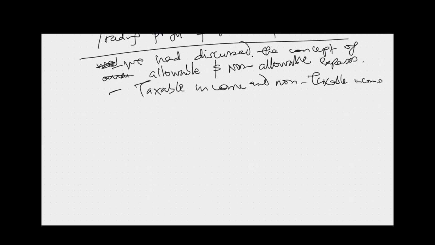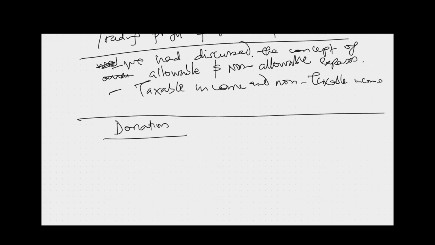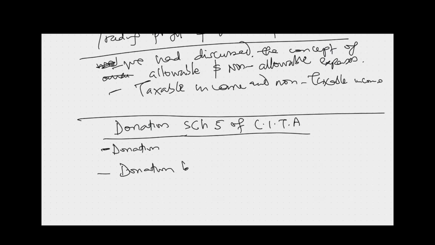Okay, let's talk about donation. Schedule 5 of CITA talks about donation. What is donation? And how many types of donation does a company have? A company has two types of donation that is allowed under the law. The first one is ordinary donation, which is simply called donation. And the next one is donation by a company during exigency.